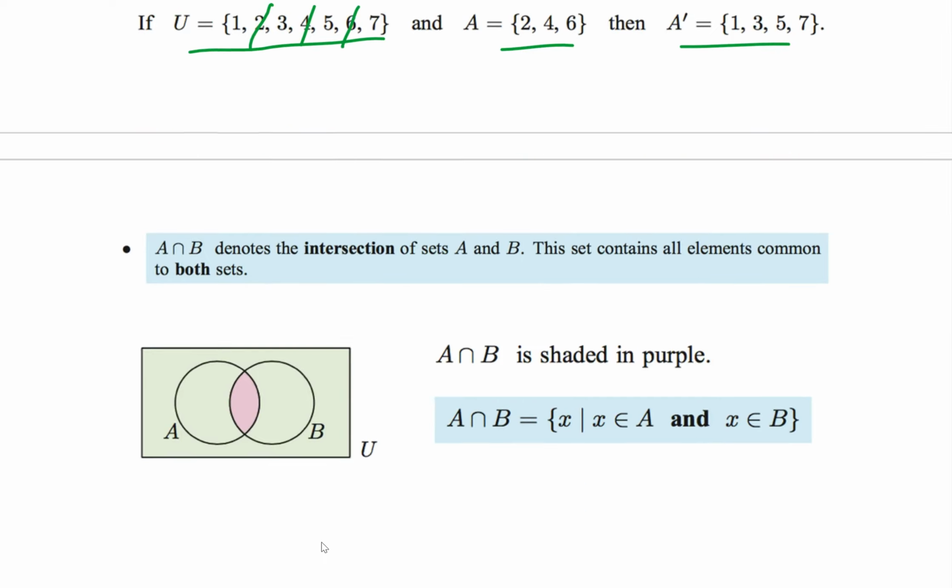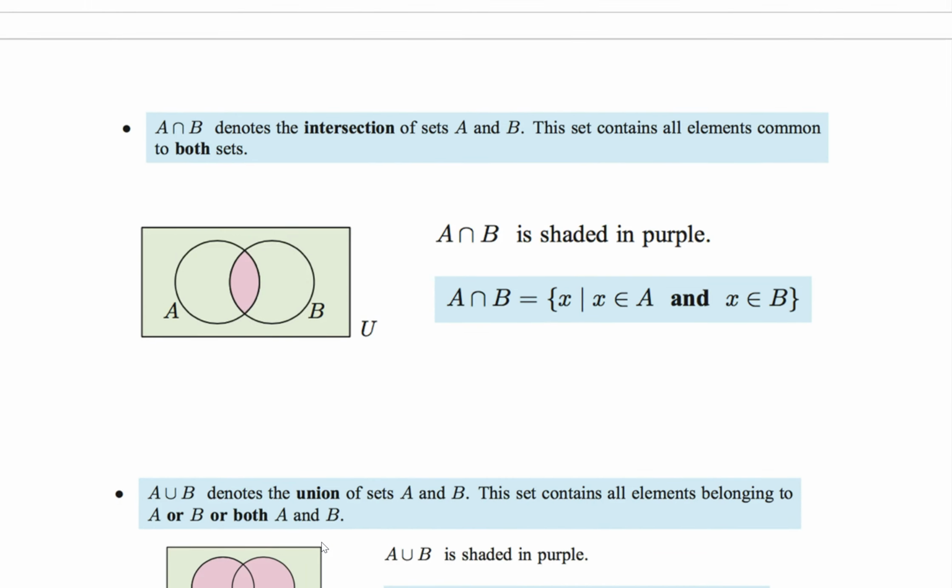If you scroll down, you see some more stuff we've seen before. Intersection is the 'and' part of these things. You have to be in both A and B. So if you look at two sets like this, where they interlock, the elements that are in both A and B, this little middle part right there, is known as A intersection B.